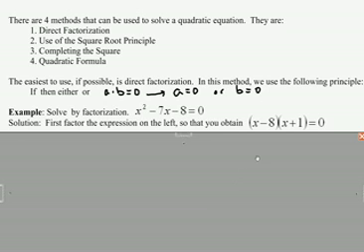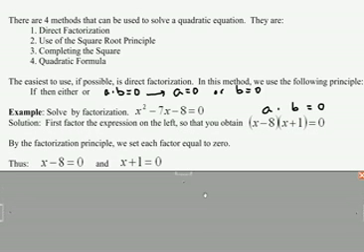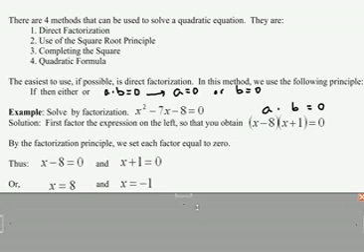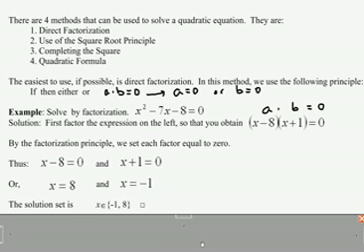Well, this is the situation where a times b is equal to 0, because if a times b is equal to 0, then either a is equal to 0 or b is equal to 0. In our case, that means that by the factorization principle, either x minus 8 is equal to 0 or x plus 1 is equal to 0. Solving each one of these linear factors individually gives us x equals 8 and x equals negative 1. So our solution set is x equals negative 1 or positive 8.